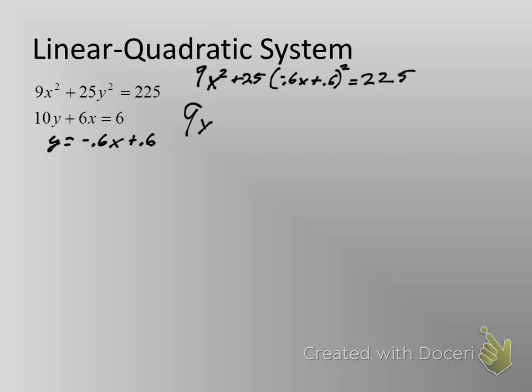So you get 9x squared plus 25 times the squared quantity of 0.36x squared minus 0.72x plus 0.36. Oh, snap, it worked, which all equals 225. Now, clearly you can understand why I went to decimals here.